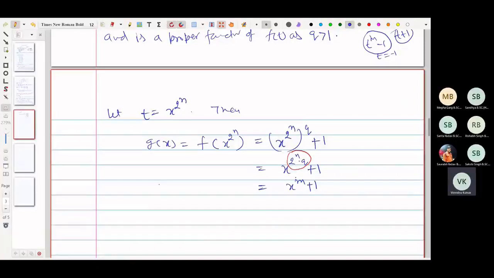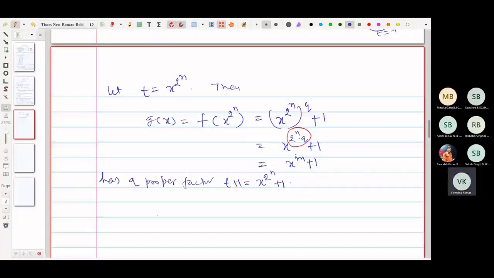We have g(x) equals x, f(x) to the power 2 raised to power n, and this is equal to x to the power m plus 1. Now, if it has a proper factor, what was the proper factor? It is x to the power 2 to the power n plus 1 as a proper factor.